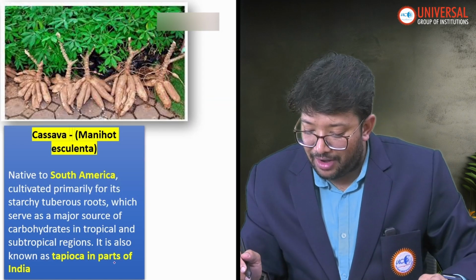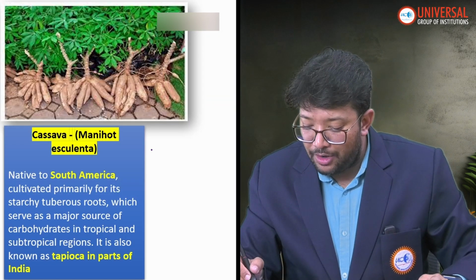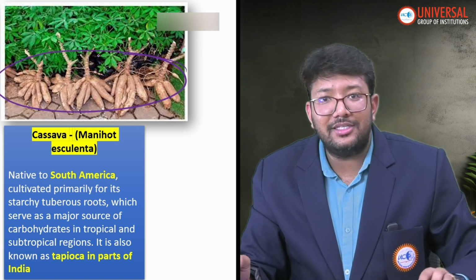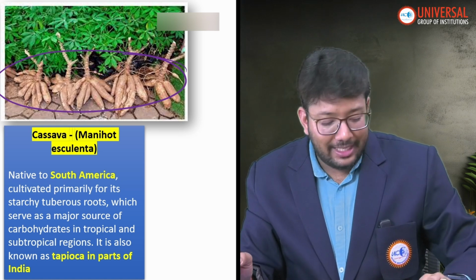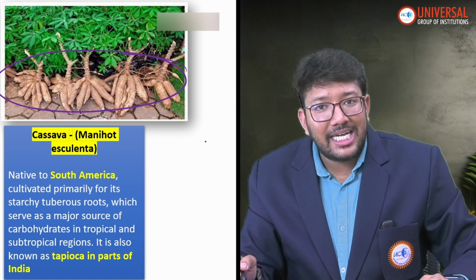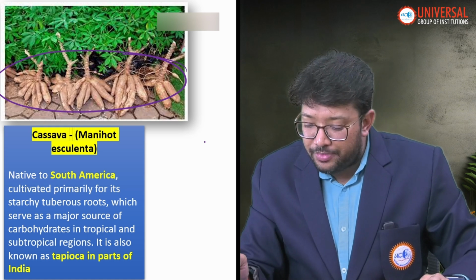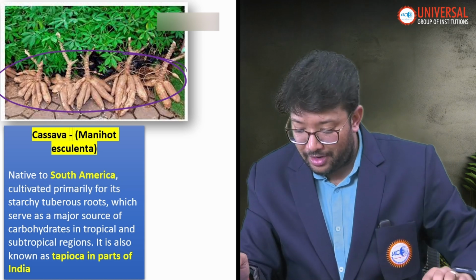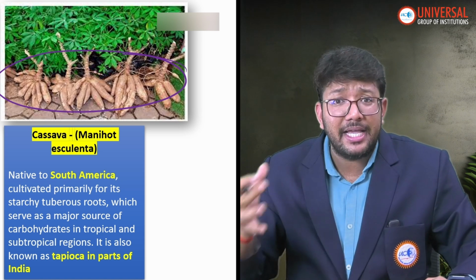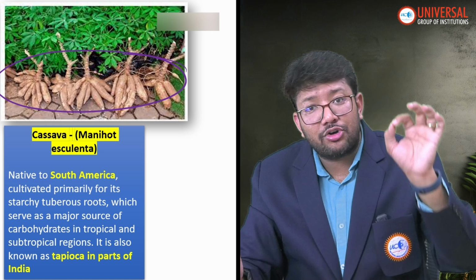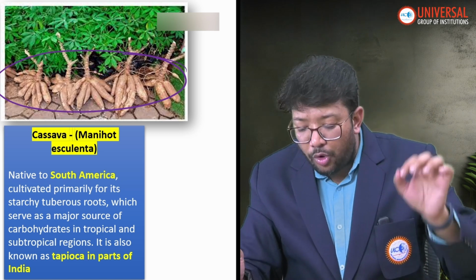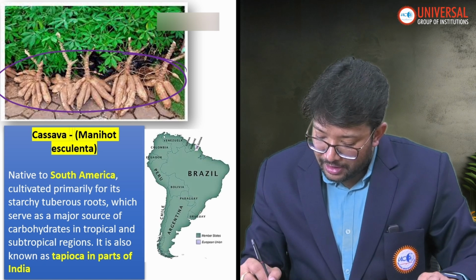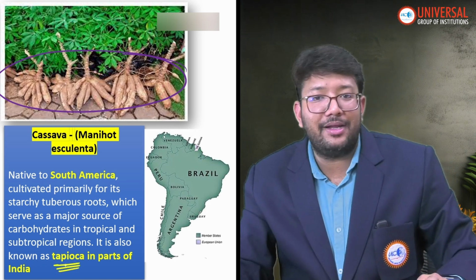So cassava's scientific name is Manihot esculenta. It is native to South America. This is cassava, not an Indian plant. It is cultivated primarily for its starchy tuberous roots. Generally we get the starch from cassava, you have to remember that. It is a major source of carbohydrates in tropical and subtropical regions. In parts of India, this particular cassava is known as tapioca. I think you would have understood that.